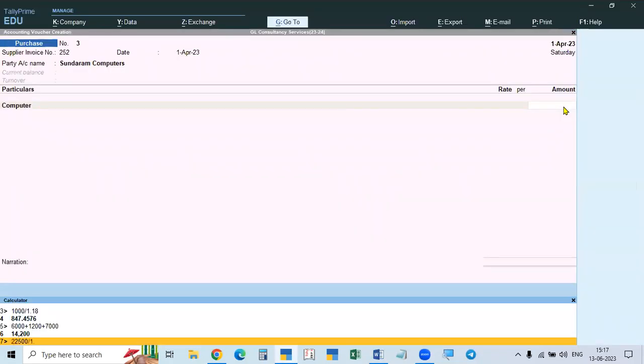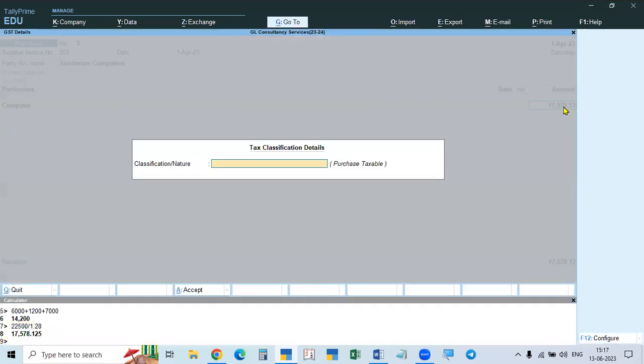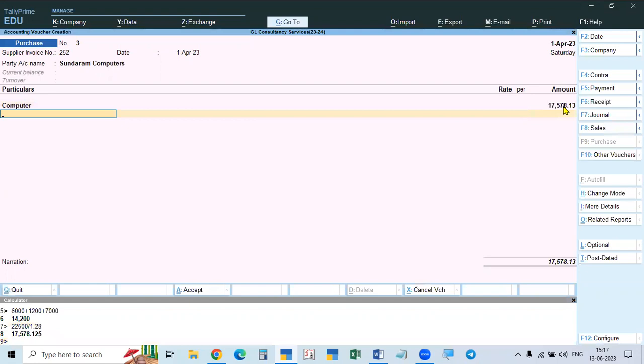22,500 divided by 1 point tax rate. Previously the rate was 1.18, now it is 28%, so 1.28 if you calculate. So the value inclusive of tax is divided by 1 point tax rate. So the amount has come there. You see, this is the taxable value.